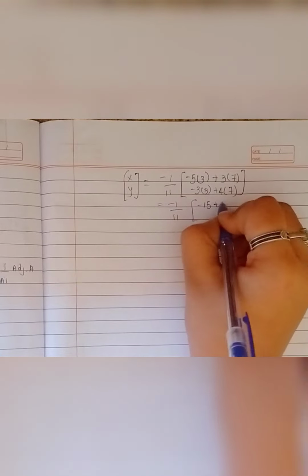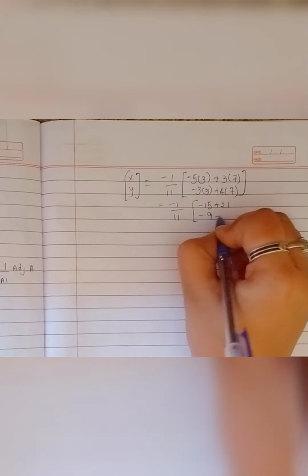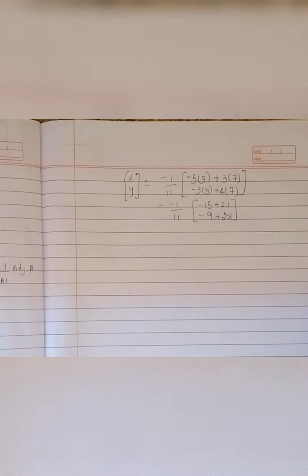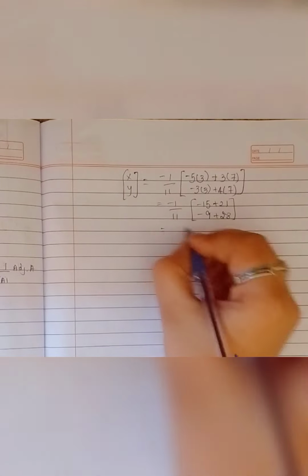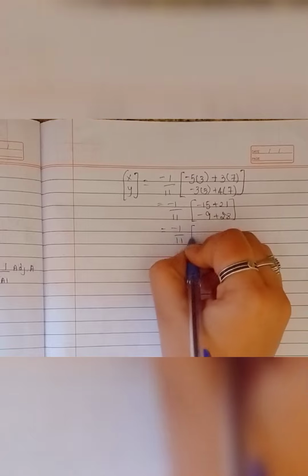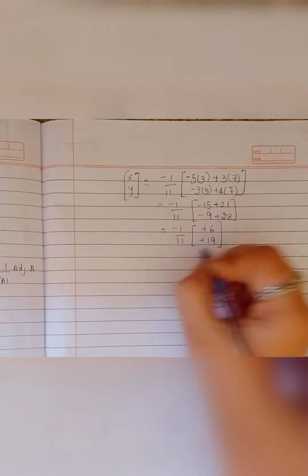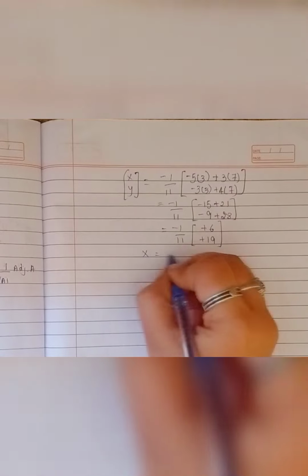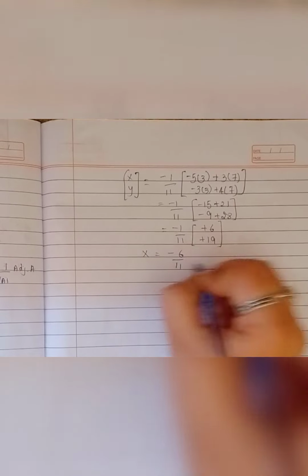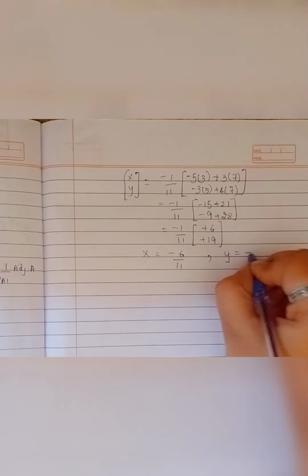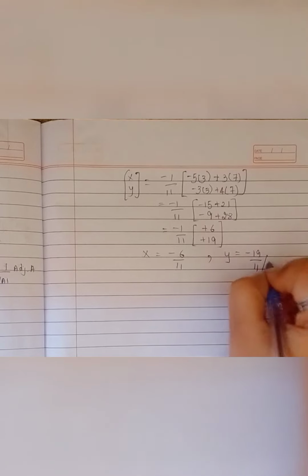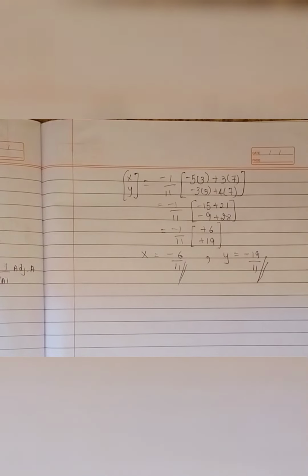Minus 15 plus 21, minus 9 plus 28, which is equal to minus 1 by 11, which is plus 6 and plus 19. Okay, so therefore x is equal to minus 6 by 11 and y is equal to minus 19 by 11. Okay.